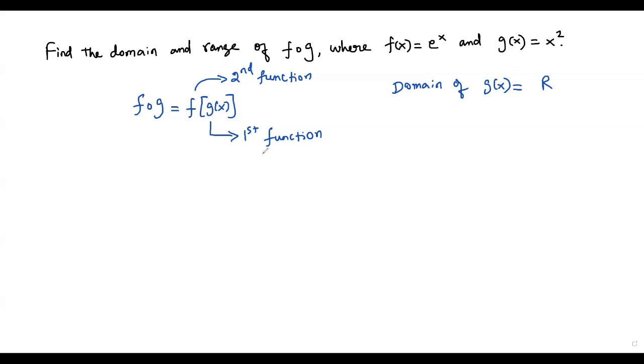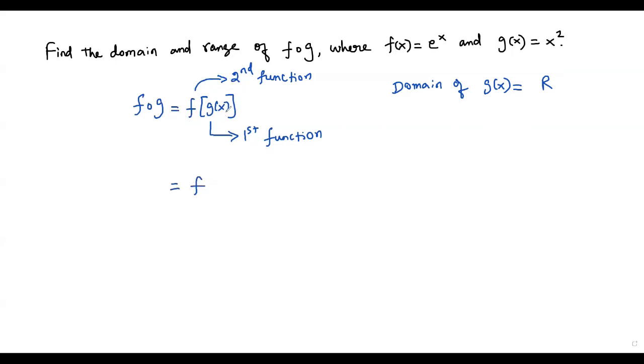Usually the domain of a composite function is the same as the domain of the first function. Otherwise, the domain of the composite function must lie inside the domain of the first function. That is, the domain of the composite function has to be a subset of the set of all real numbers. So what do we have to do now? For that, we have to get the result of the composition of the two functions, that is f of g of x.